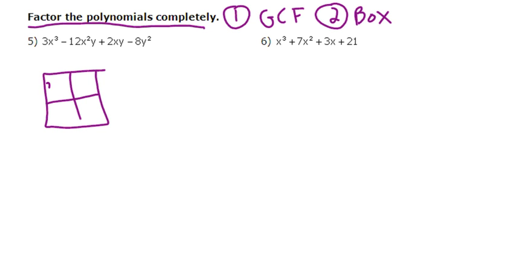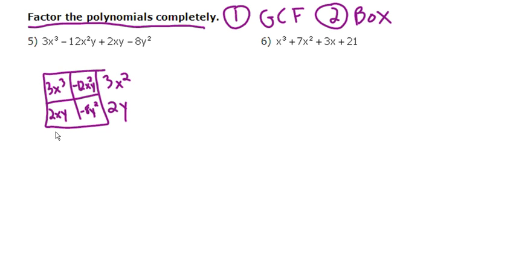So I have 3x to the third, negative 12x squared y, 2xy, and negative 8y squared. So horizontally, 3 and 12, they're both divisible by 3. X cubed and x squared, so they have 2 x's in common. Horizontally here, they're both divisible by 2, and they both have 1y. Well, this one has 2, but they have 1y in common.